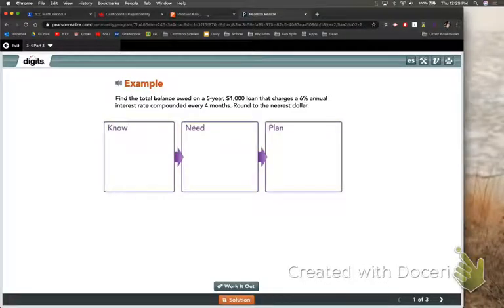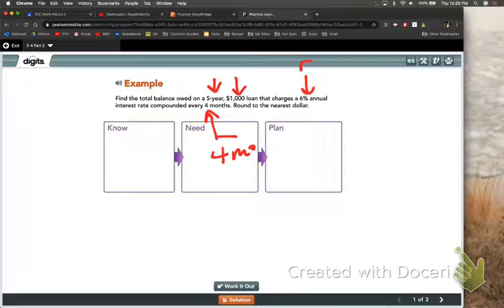All right, so we have this problem right here. This is going to be a doozy. First thing we need to look at is that we have 5 years right here. We have 1,000 as a principal. We have a rate, and then it happens every 4 months. So that's something to consider.